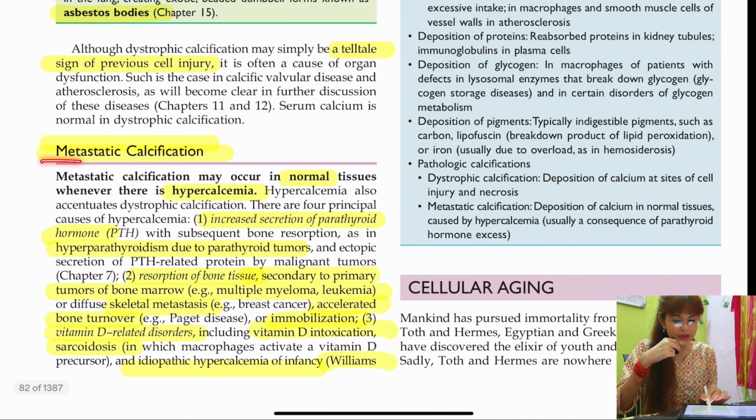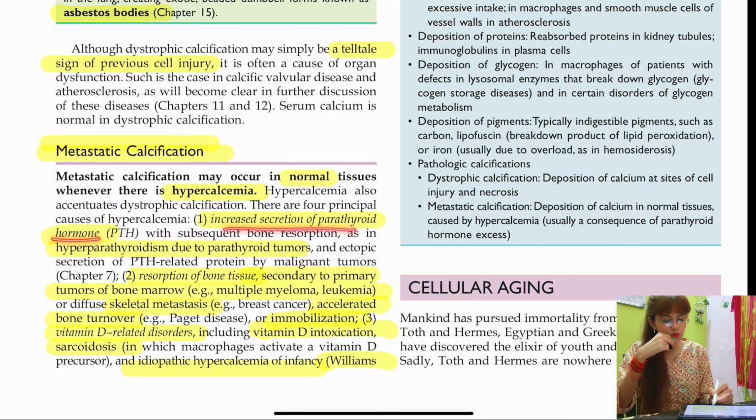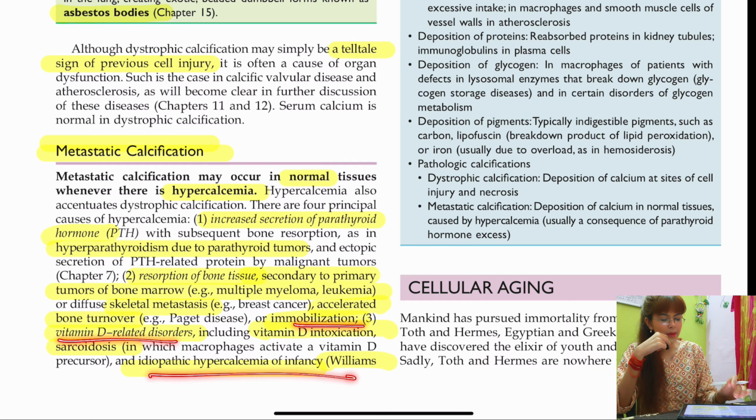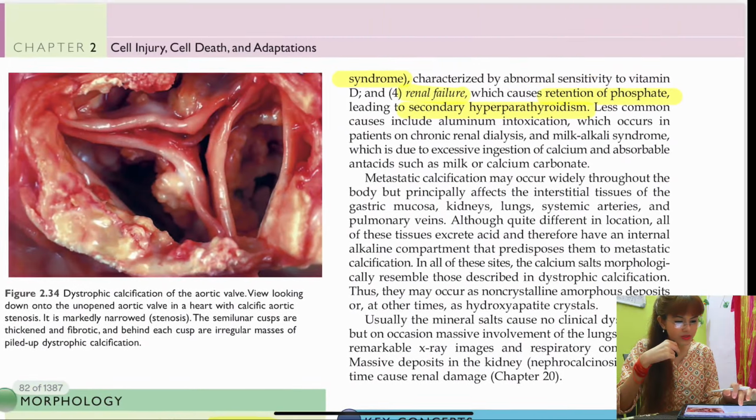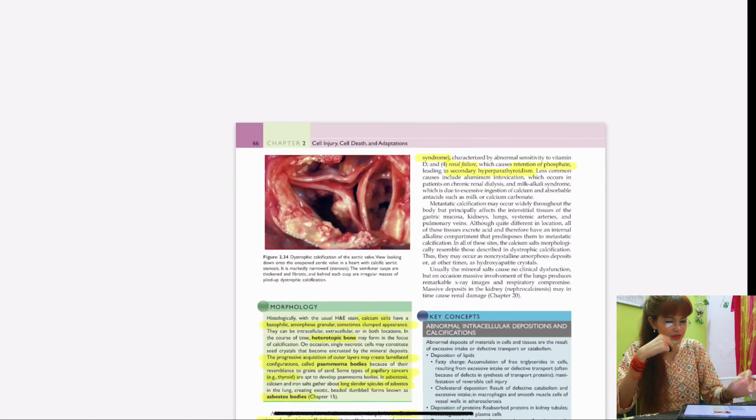And what are the examples of metastatic calcification? Increased secretion of parathyroid hormone with subsequent bone resorption, as in hyperparathyroidism due to parathyroid tumors, resorption of bone tissue secondary to tumors of bone marrow, skeletal metastasis, immobilization, vitamin D disorders, idiopathic hypercalcemia known as Williams disease, and renal failure, and all these things.